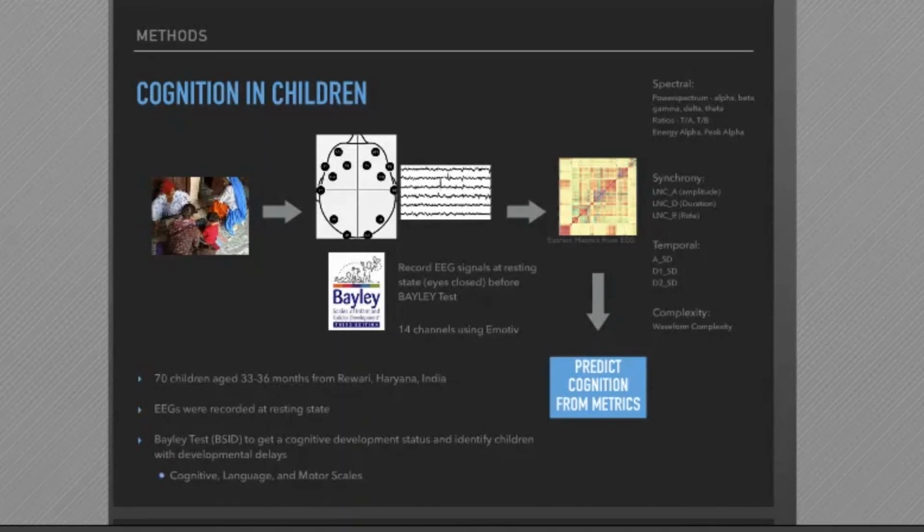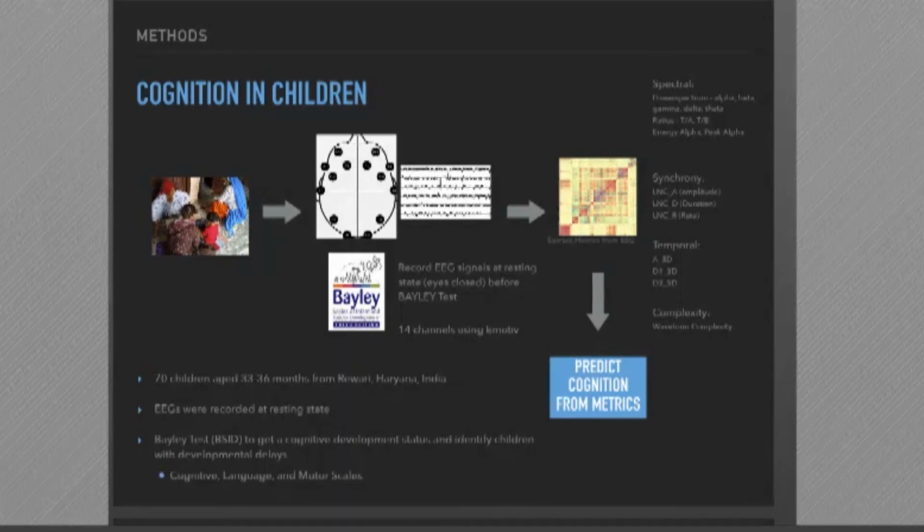The Bayley's test can be thought of as a scale which measures cognitive, language, and motor skills in very young children. So first, the resting state EEG was recorded in all these children. After the resting state EEG was recorded, the children went through the Bayley's test. And then the EEGs were analyzed for a series of metrics.